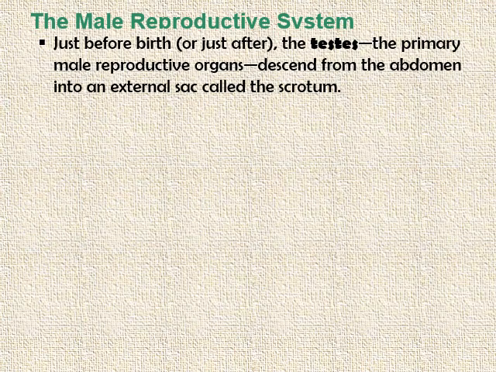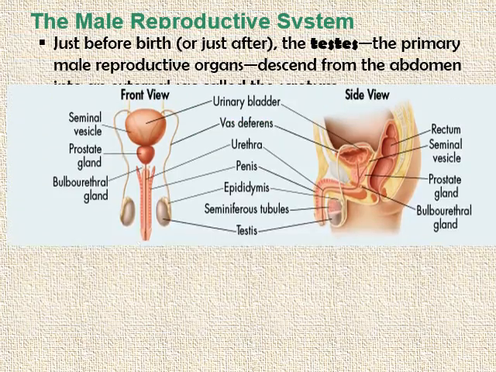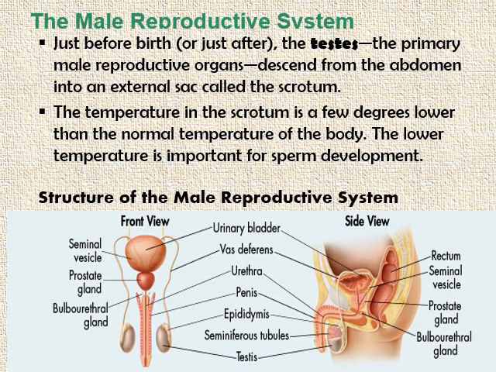Just before birth or just after, the testes, the primary male reproductive organs, descend from the abdomen into an external sac called the scrotum. The temperature in the scrotum is a few degrees lower than the normal body temperature. The lower temperature is important for sperm development. Please study the front view and the side view of the male reproductive organs on this diagram.